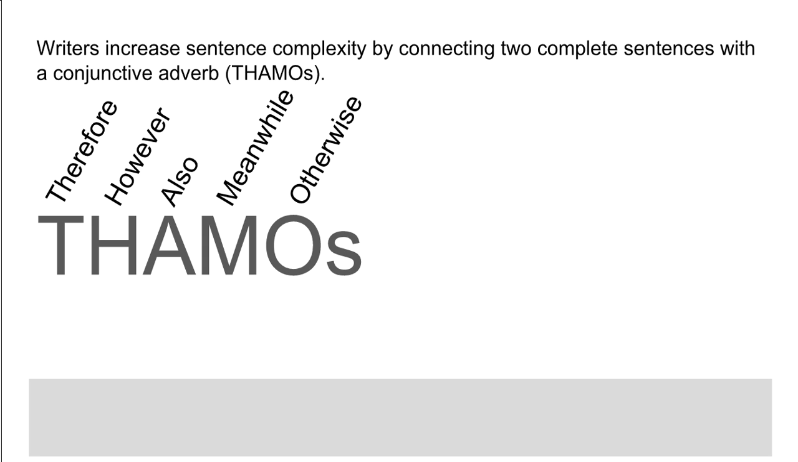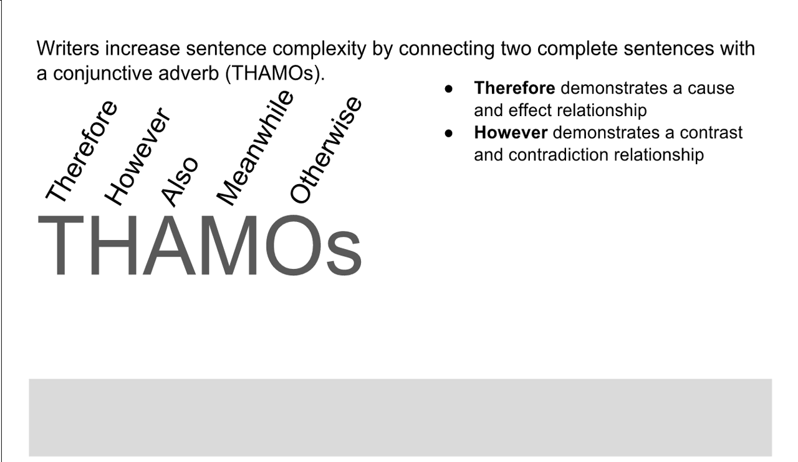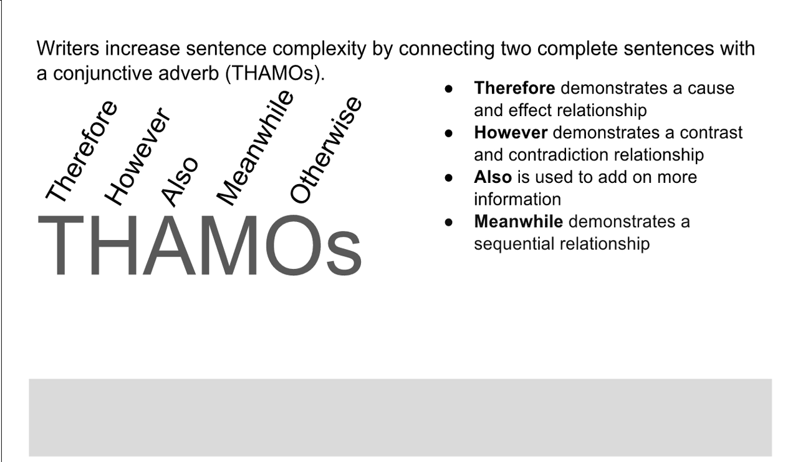It's important to know that each of these words represents a relationship. For example, therefore demonstrates a cause and effect relationship. However, demonstrates a contrast and contradiction relationship. Also is used to add on more information. Meanwhile demonstrates a sequential relationship. Otherwise demonstrates a problem-solution relationship.